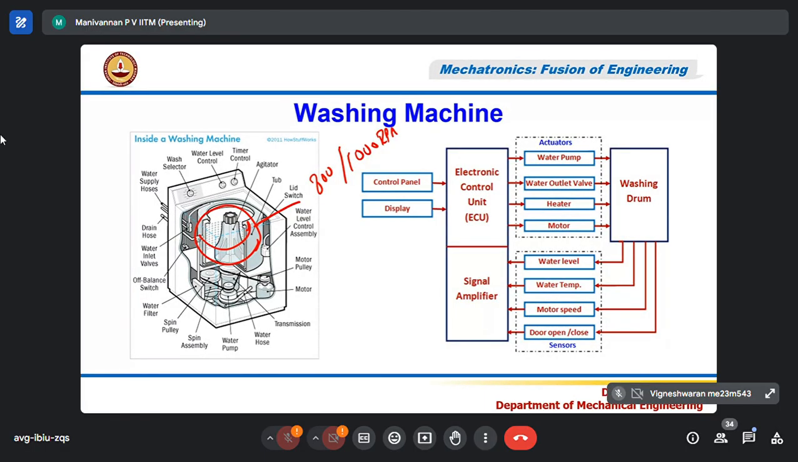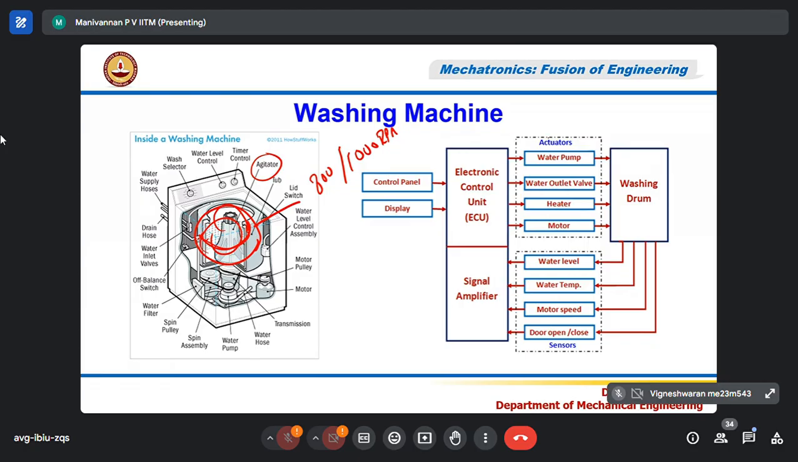You can see this in the machine, you would have seen. It will not rotate continuously. This will rotate, and the spindle agitator will rotate in the opposite direction. So the water inside will be agitated, and it will go inside the cloth fibers and remove the dirt.